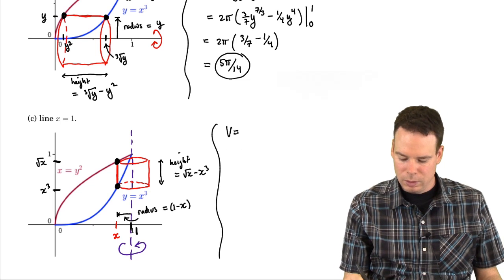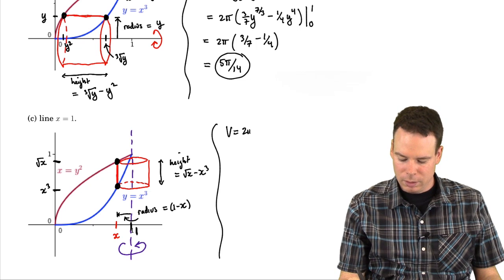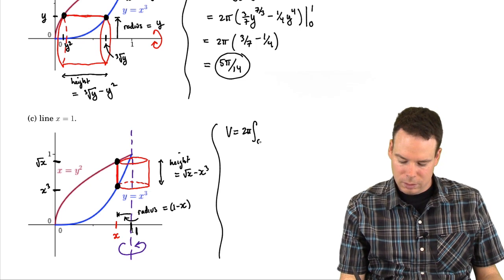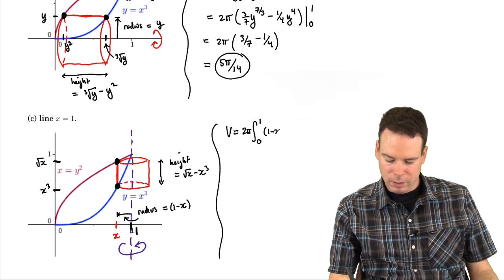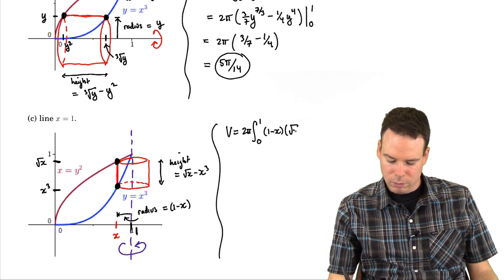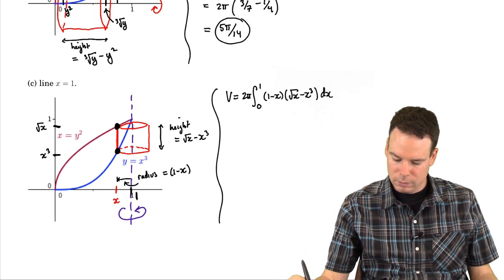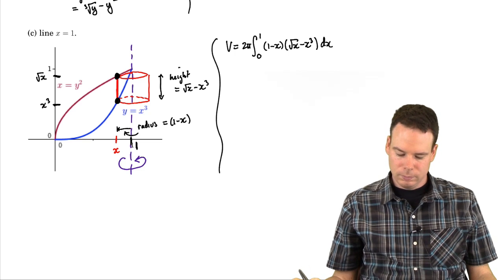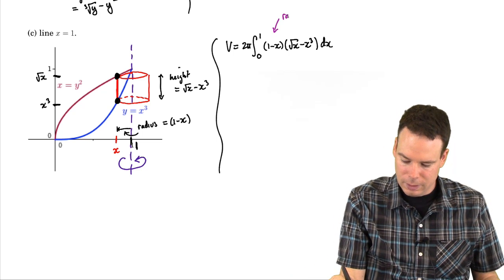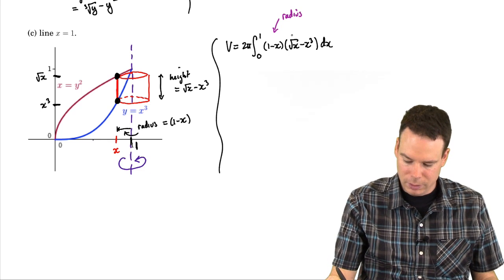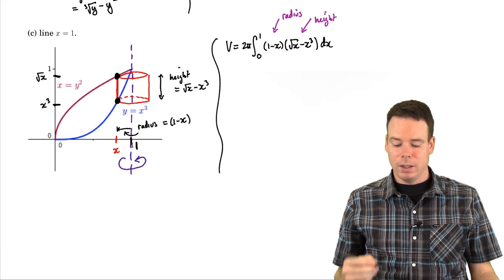So our volume is given by the integral. It's 2 pi times the integral from 0 to 1 of the radius, 1 minus x, times the height, square root of x minus x cubed, dx. Again, the key fact I'm using here is that that's the radius and this is the height. I'm integrating 2 pi times the radius times the height.